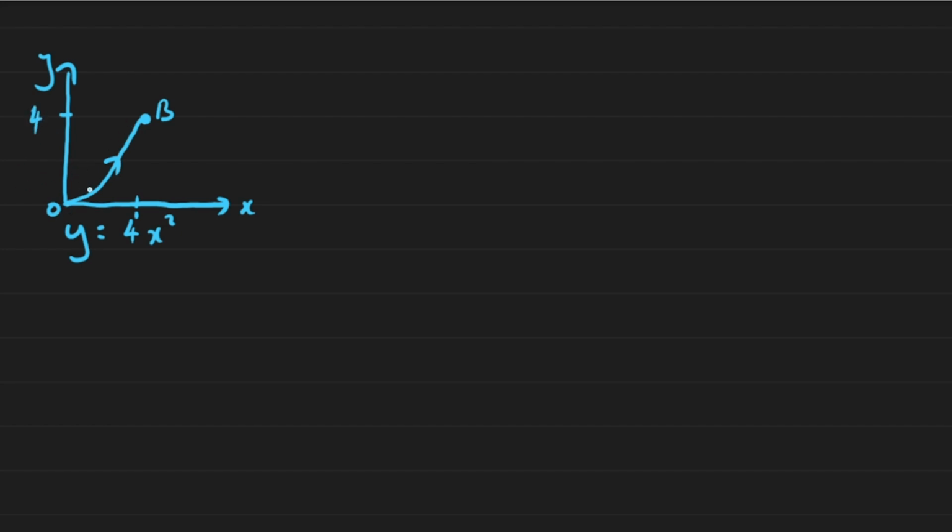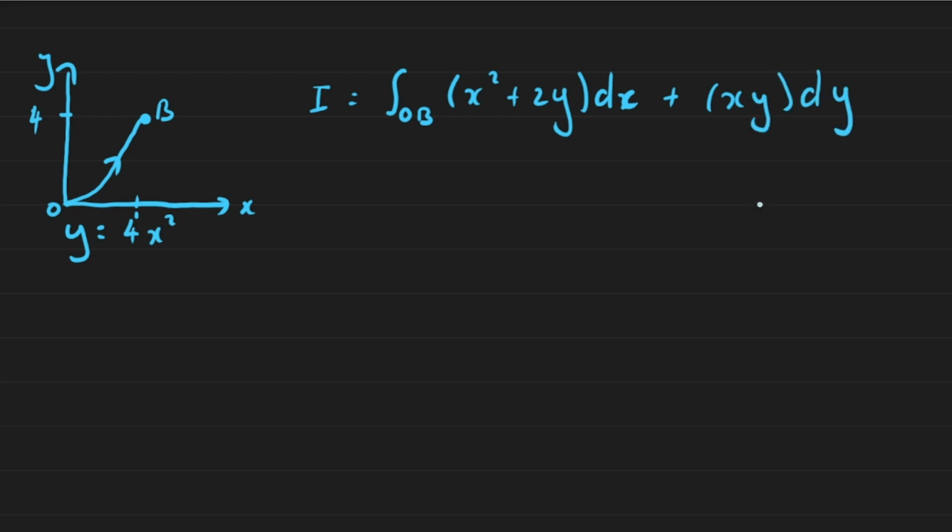So we want to do a line integral between O and B of a certain function. And that function is the integral of x squared plus 2y dx plus xy dy. So this is, of course, our p, and this is our q. We don't really need to do anything with it being p and q at this stage. We just need to evaluate this integral.